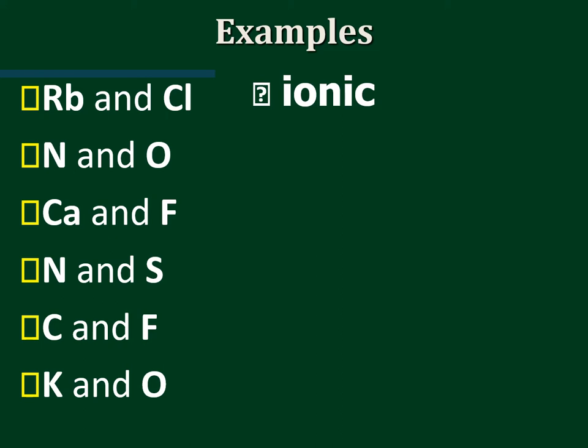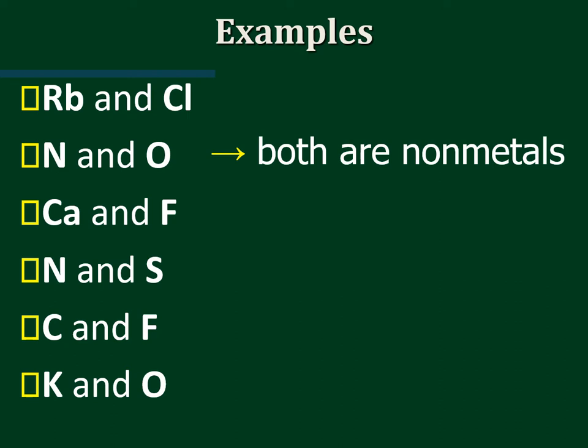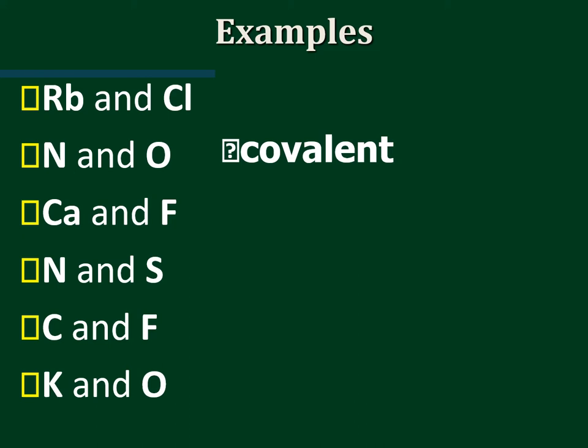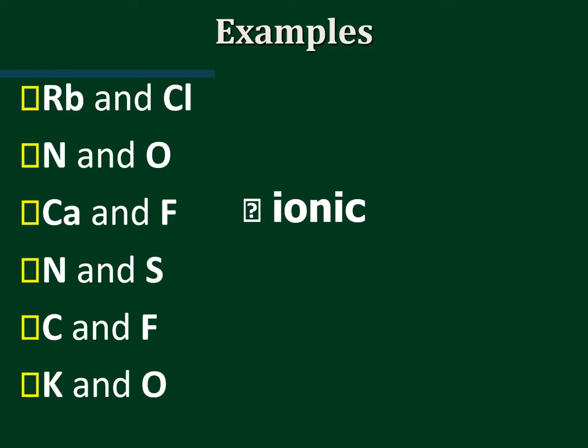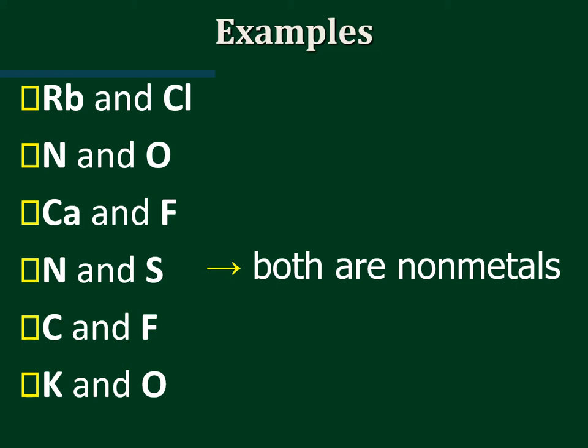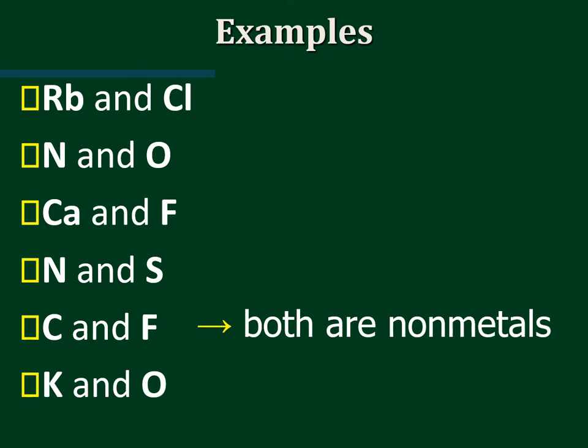So nitrogen and oxygen. So both are non-metals and they are covalent in bond. And calcium and fluorine, so opposite sides of the periodic table, an active metal and a non-metal, so they are both ionic in bonding. And nitrogen and sulfur, both are non-metals, so they are covalent in bonding. Then carbon and fluorine, so both are non-metals, so covalent in bonding as well.